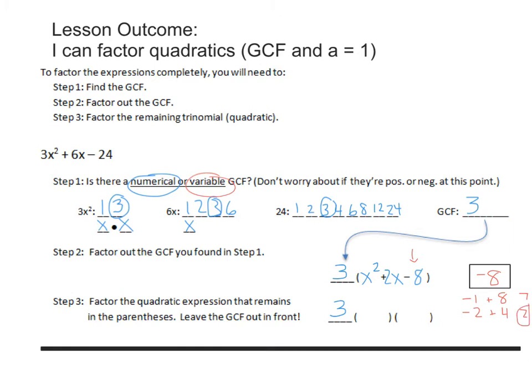We need this 2 right here because it matches our B term, so we know our factors are negative 2 and 4. So we can now put x minus 2 and x plus 4 in our parentheses, and we have done what is called factor completely. We factored out the GCF, and then we factored the trinomial. If I were to FOIL these 2 binomials, and I would get this, and then distribute the 3 back into this trinomial, I would arrive at my original expression.